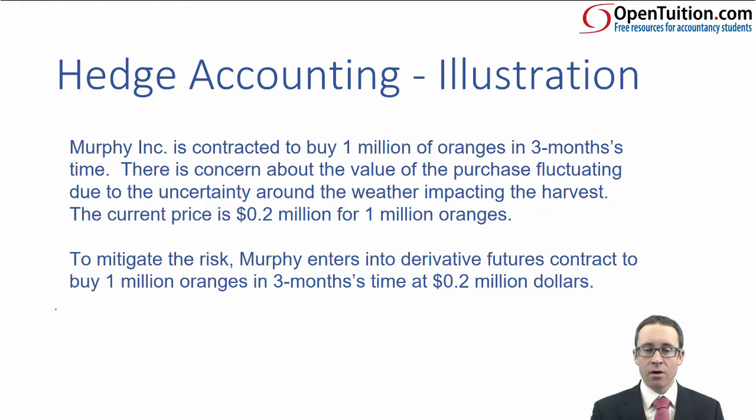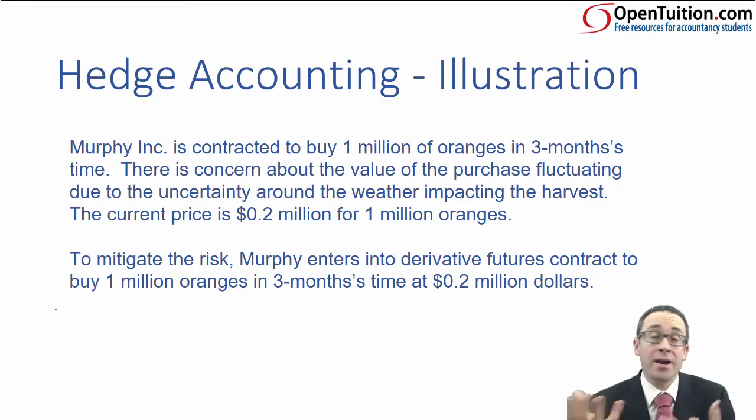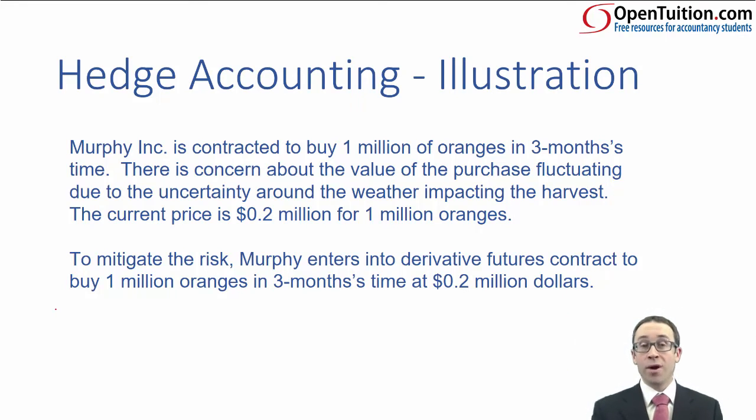There's concern about the value of the purchase fluctuating due to the uncertainty around the weather impacting the harvest. If it's good weather, maybe lots and lots of oranges are produced, so there's an oversupply in the market and the price goes down. So you buy your oranges cheaper. Hurrah! If the weather's bad, maybe there is a poor supply, not many on the market, so people would be prepared to pay more to get the oranges because there are less of them about. Oh, we can't do that, can we?